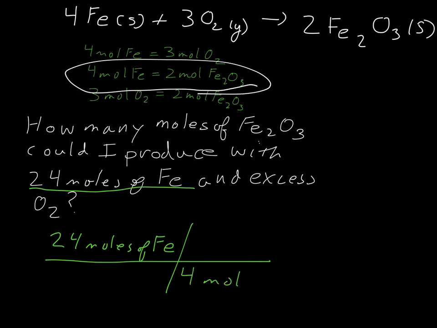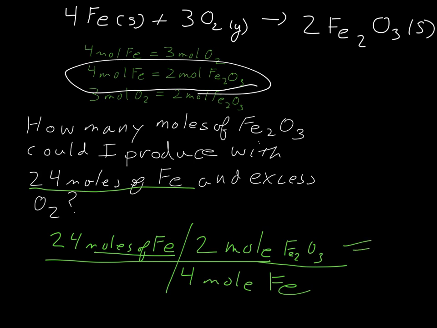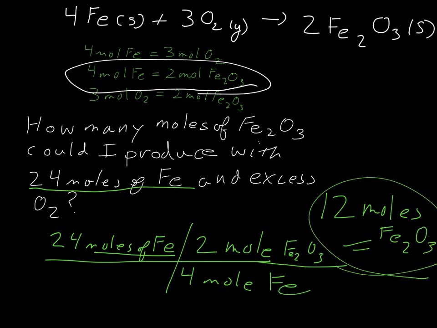4 moles. Place units where they cancel out. I have moles of iron right here, so I'm going to place moles of iron down there. Keep their numbers with their units, and I'm going to produce 2 moles of iron 3 oxide for every 4 moles of iron I have. So I multiply everything on top, divide through by everything on the bottom, and I wind up producing 12 moles of iron 3 oxide. Chemistry is easy, life is hard, yes?